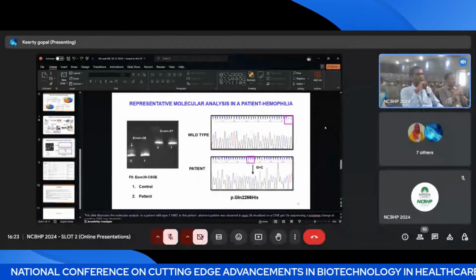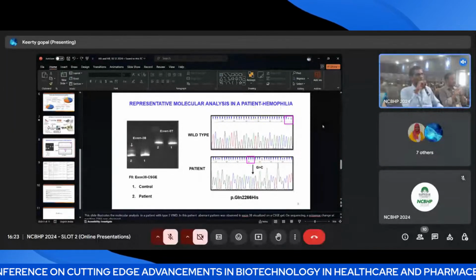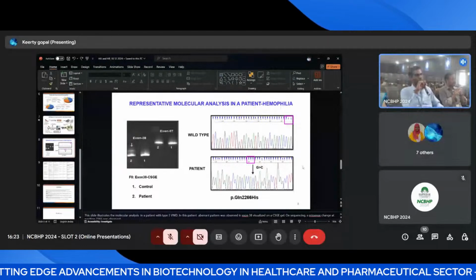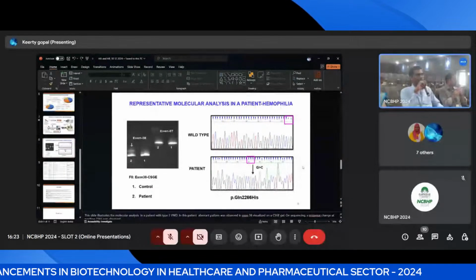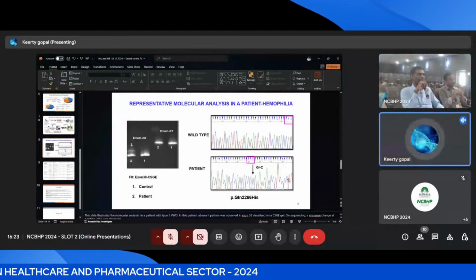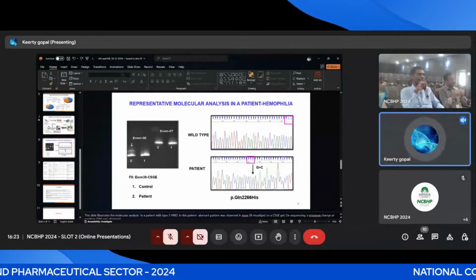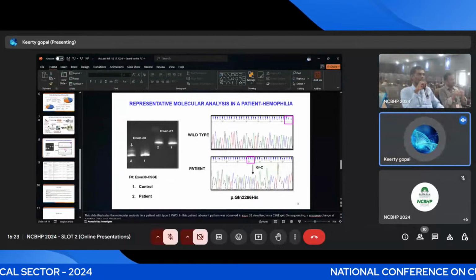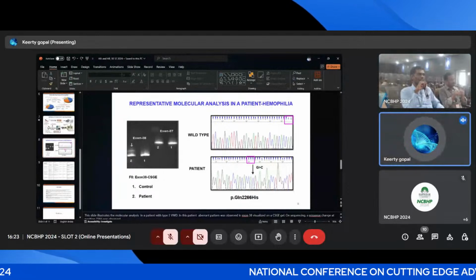So how common are hemophilia A and B? Sorry, sir? How common is hemophilia A and B? So hemophilia A prevalence, if you see, accounts for 1:5,000, and hemophilia B is like 1:25,000.